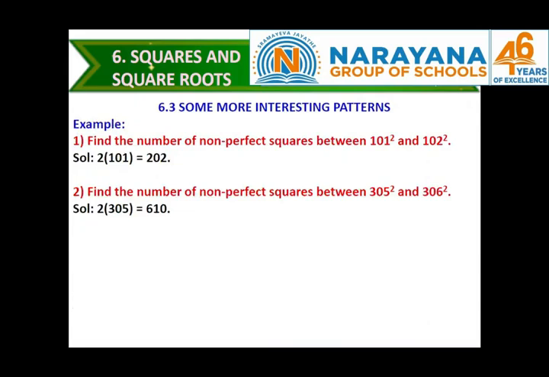Here I am giving 2 examples. The number of non-perfect squares between 101 square and 102 square is equal to 2 into 101, that is equal to 202. Similarly, between 305 square and 306 square, 2 into 305 is equal to 610.